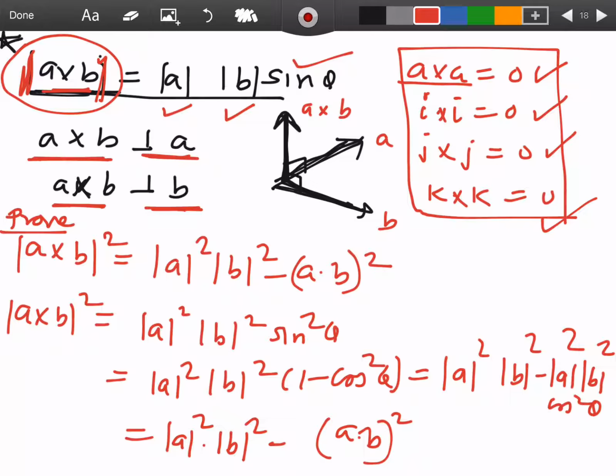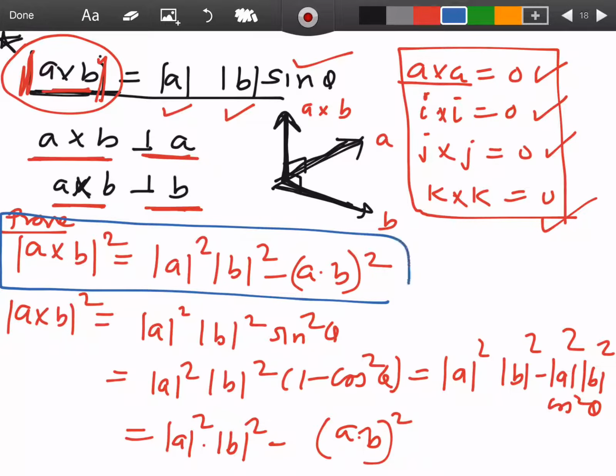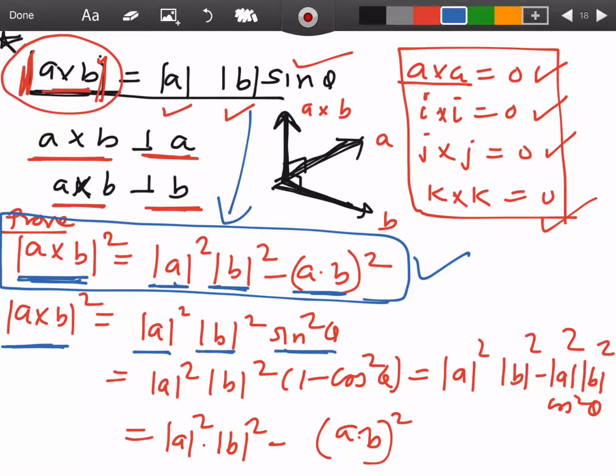Now, coming to one of the applications, this question is generally asked several times in the IB examination. It helps you apply this property. Let us say they want us to prove that the magnitude of A cross B, the whole squared, is the magnitude of A squared, magnitude of B squared, minus A dot B the whole squared. First, the magnitude of A cross B is magnitude of A, magnitude of B, sine theta. You can just square this result and you get the same thing.